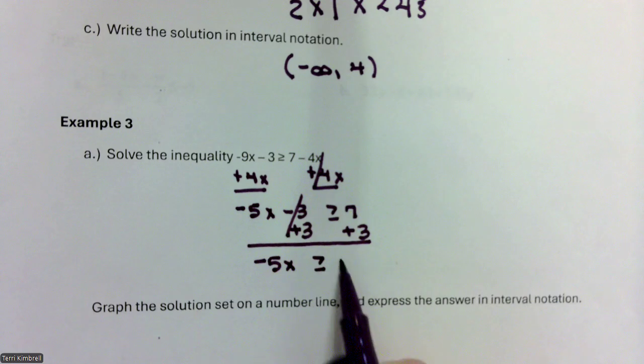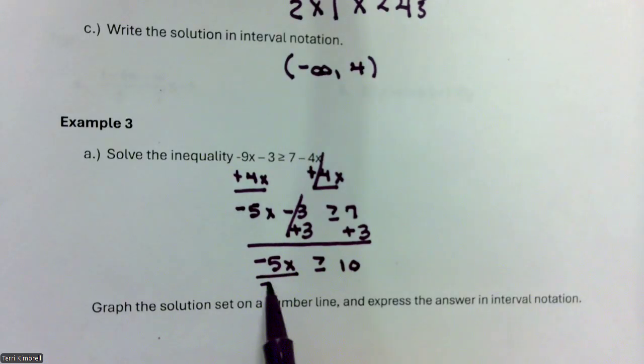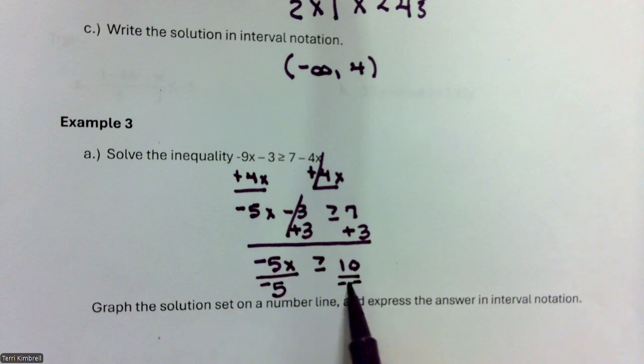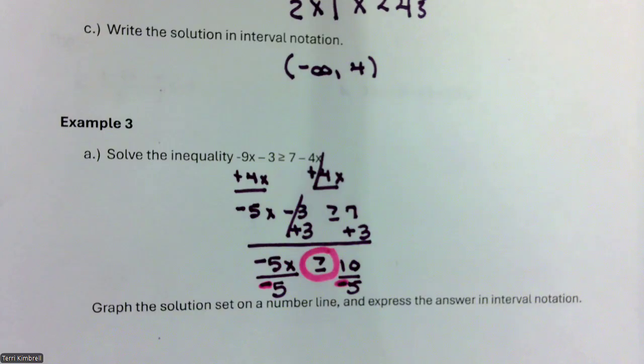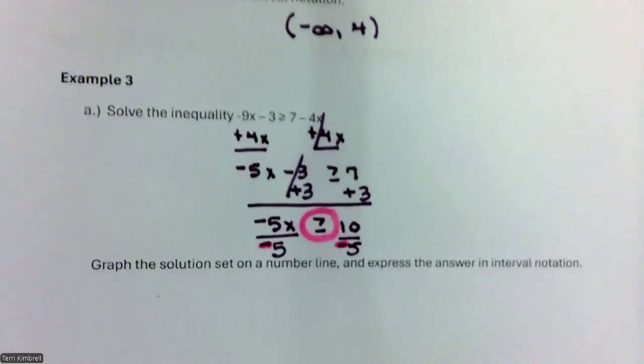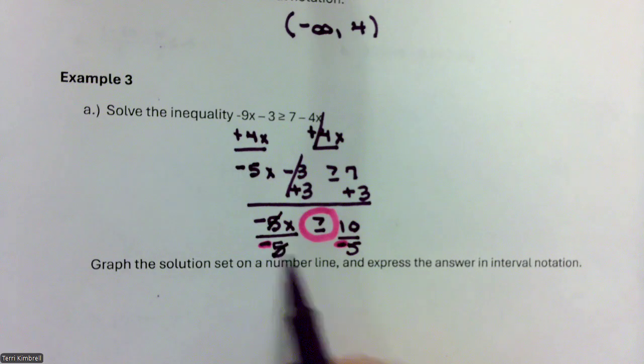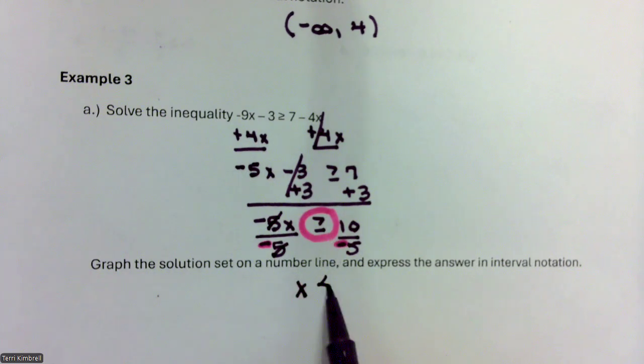-5x is greater than or equal to 10. Now, we don't flip the symbol when we are adding or subtracting. But recall that when we divide by a negative, or you multiply by a negative, and you're doing that to both sides, the symbol is going to flip. So since I'm dividing by a negative, x is going to change to less than or equal to -2.